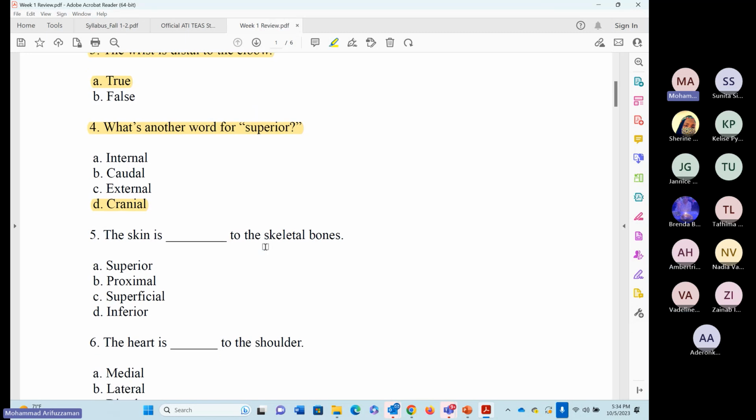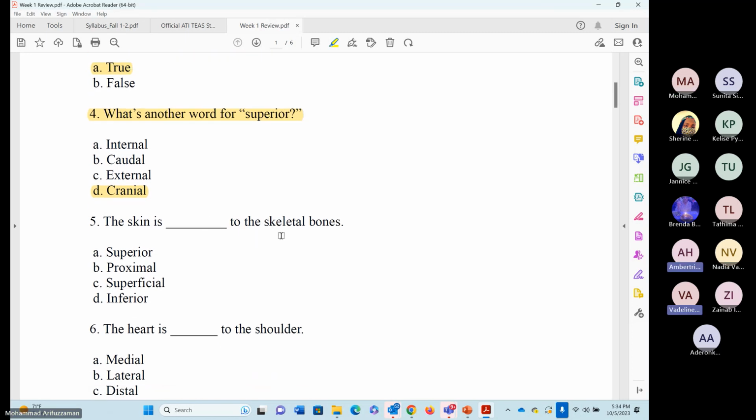The skin is... I would say D. Superficial. Is it superficial? Superficial means any organs close to the body surface. So the skin is superficial to the skeletal bones.